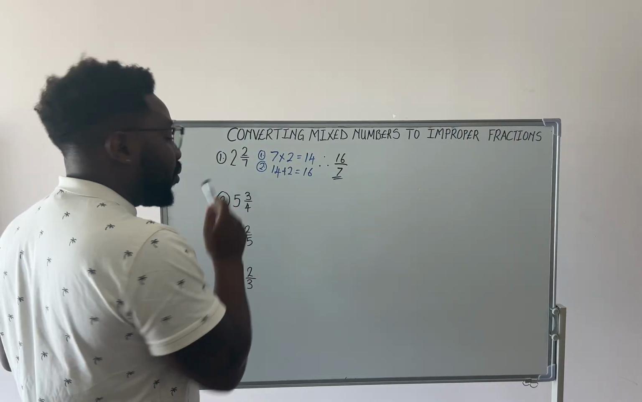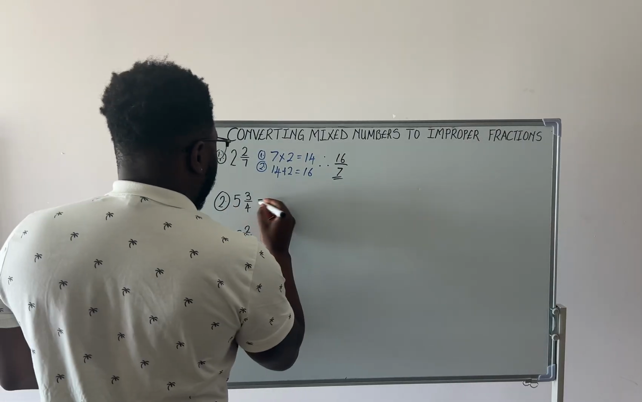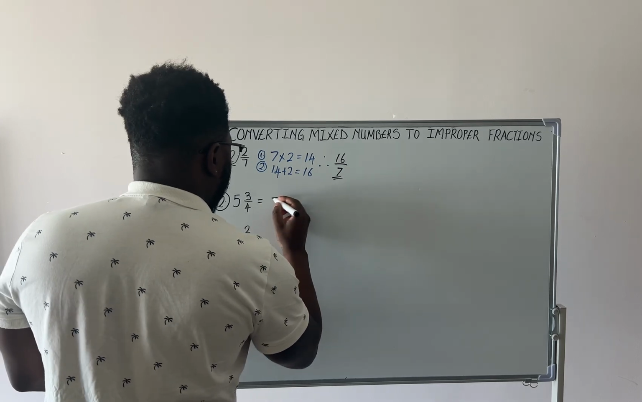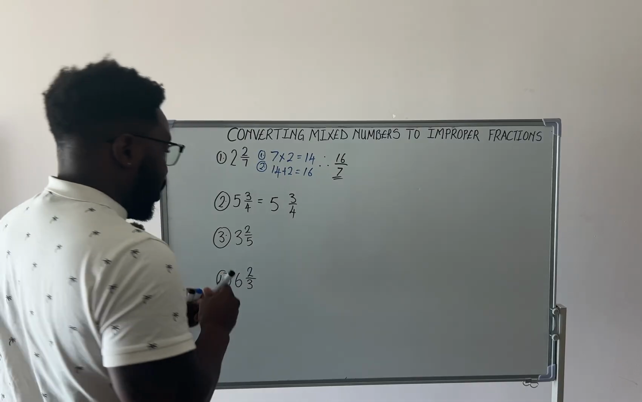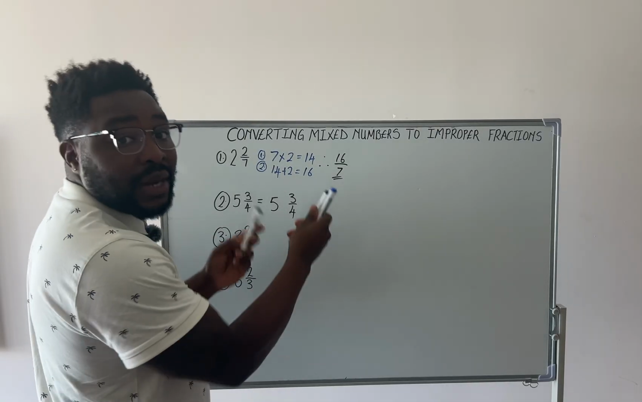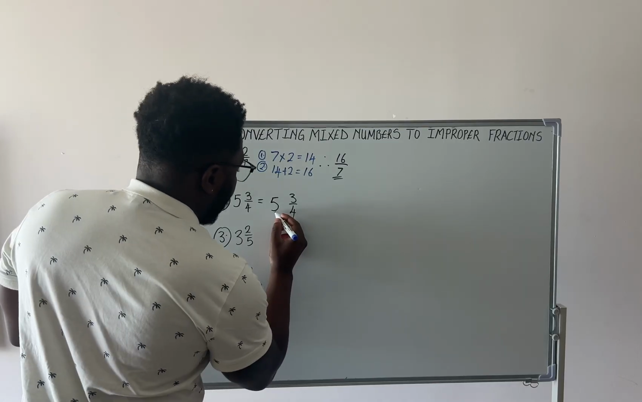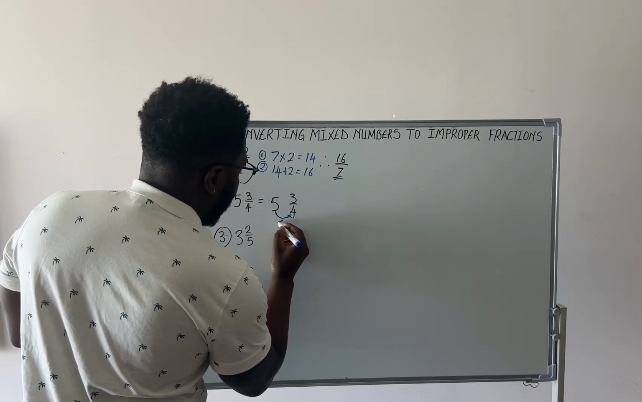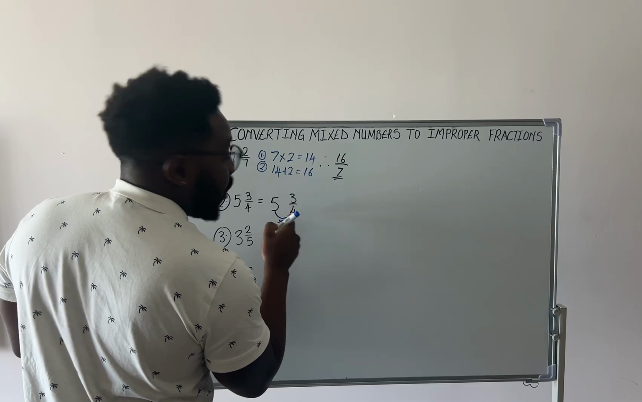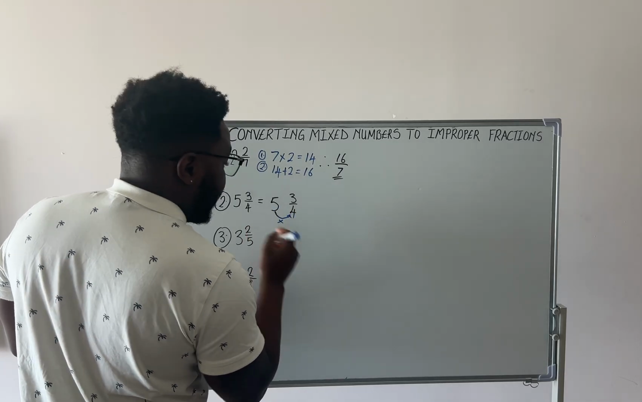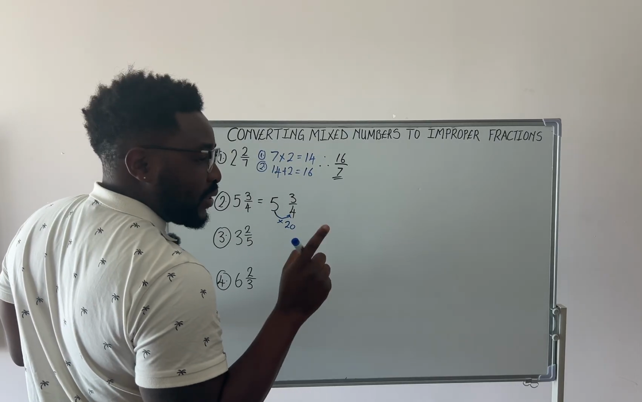Now let's go with our second question over here. Allow me to write it again. So we have 5 and 3 over 4. I'll do it in a similar way. Remember I said the first thing that you have to do is multiply the whole number and the denominator. So 4 multiplied by 5 is 20.